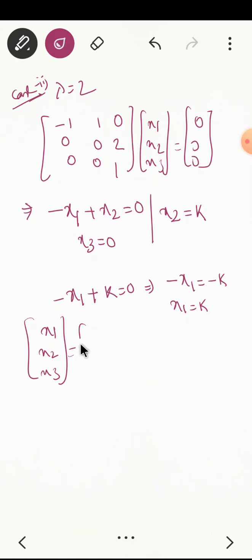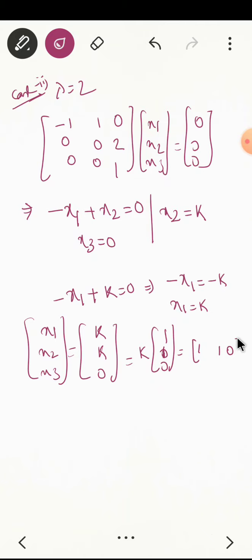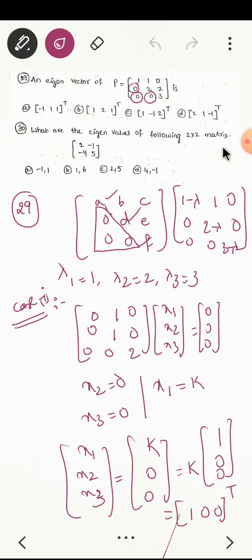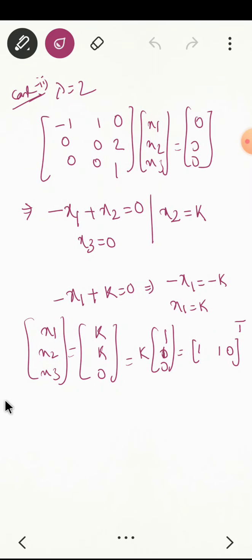So x1, x2, x3. Then what will I get? x1 is k, x2 is k, x3 is 0. Take out k: 1 1 0, written in transpose form, 1 1 0 transpose. Do we have any option like this? 1 1 0 transpose? No, we don't have. Then go for case 3 also.